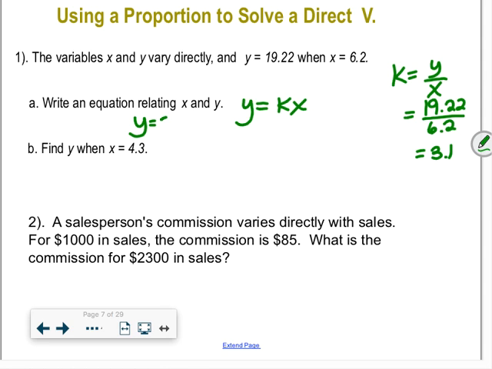Now 3.1 is not the equation. The equation is when you plug k in. Alright, so be careful, because I'll see students, I'll say write an equation relating x and y, and they put 3.1, or k equals 3.1. That's not the equation. You need k, but you've got to write the equation. Now it says find y when x is 4.3. So let's plug that in.